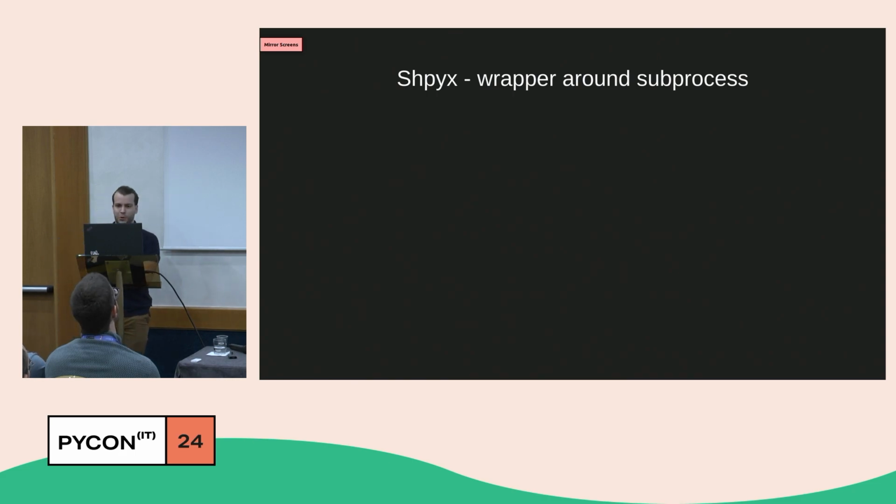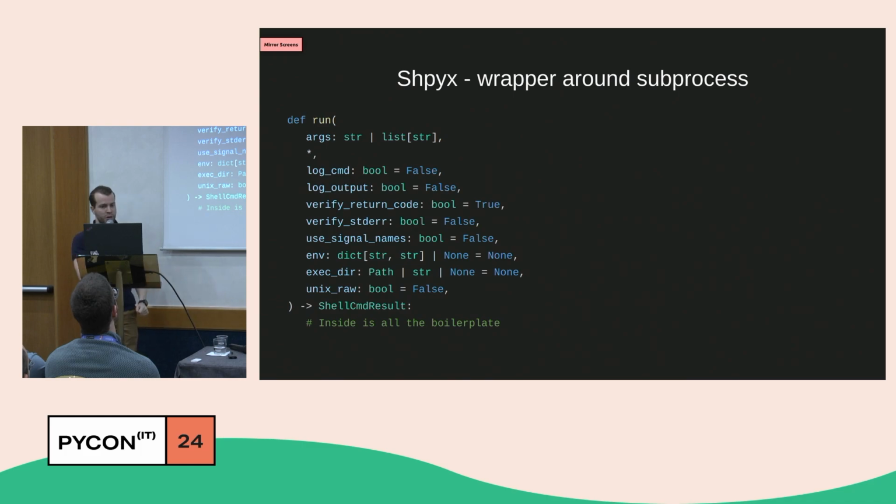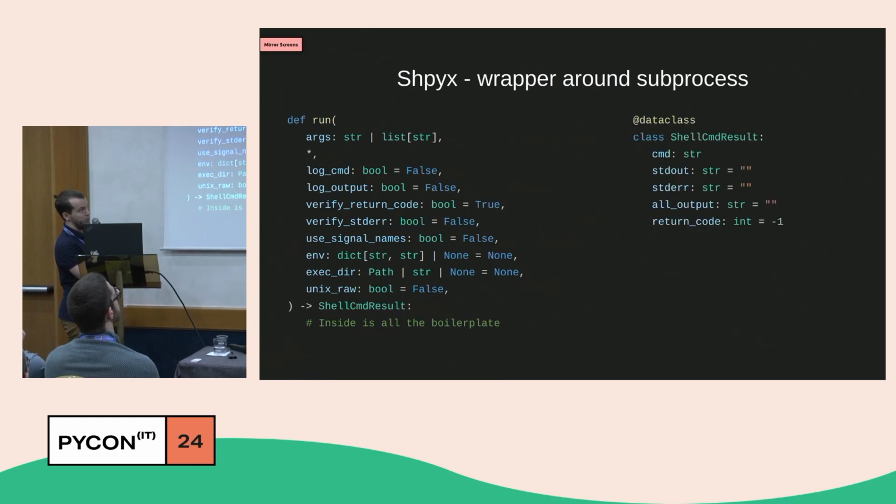This library exports the one and only function, run, which looks like this. It still has just one mandatory argument, which is the string, the command that you're passing, and a bunch of configuration options that were useful for me. For example, logging the command or the output if I want to. I want automatic verification of the return code if I want to, and so on and so forth. And everything is obviously typed. Even the result, in this case an object, is a typed object that I can then interact with Pythonically.